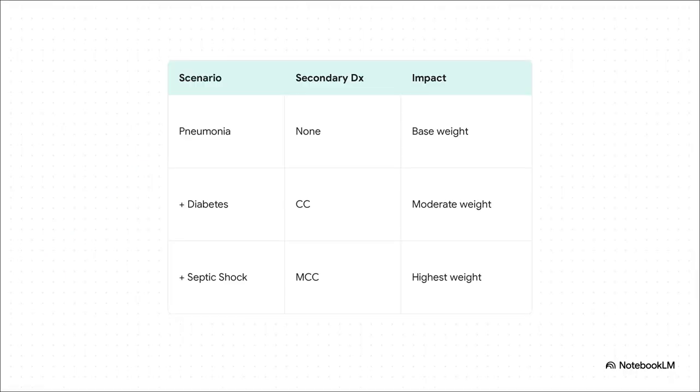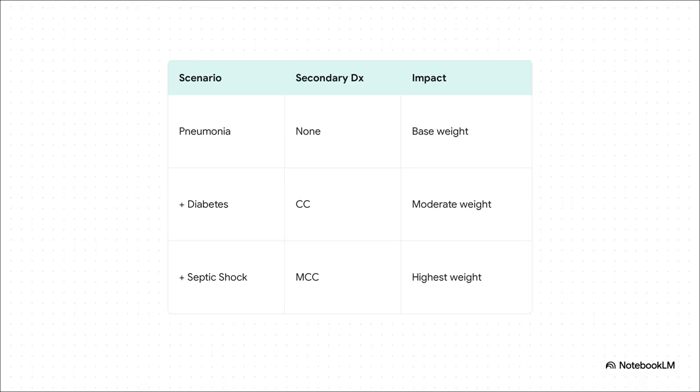Once we lock in that base surgical DRG, say MSDRGs 928 through 930 for non-extensive burns with skin grafts, our secondary diagnoses step in as massive financial levers. Let's say a patient is recovering from a split-thickness skin graft and has an uncomplicated post-op course. They stay right at the base DRG weight. But if a complication like acute tubular necrosis develops and is clearly documented, it acts as a complication or comorbidity, a CC, which elevates the severity and the reimbursement.